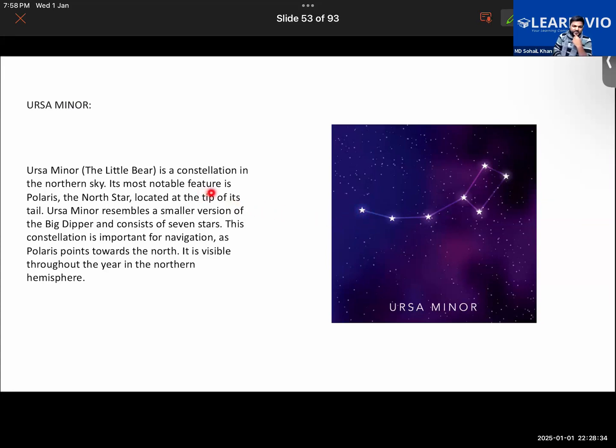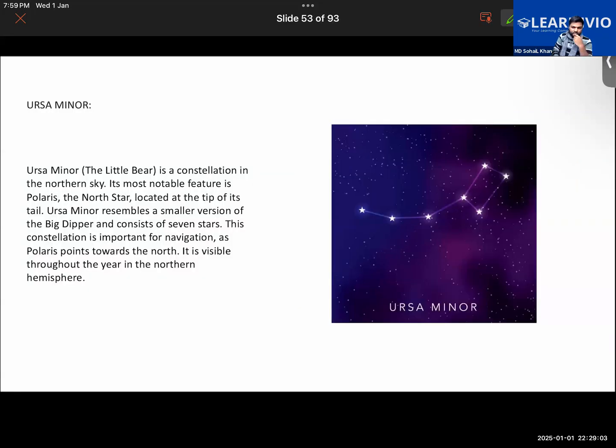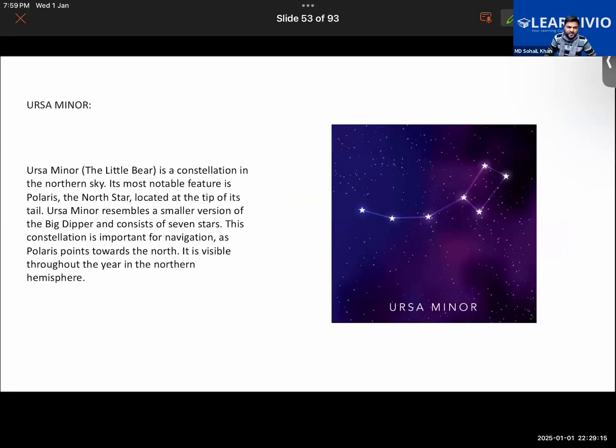Ursa Minor, the Little Bear, is a constellation in the northern sky. Its most notable feature is Polaris, the North Star, which is located at the tip of its tail. Getting it, everyone? So with the help of Ursa Major, we are able to locate Ursa Minor as well as the position of the North Star. Tell me if that is clear. How we can spot it? Getting it, everyone? Also, Ursa Minor is visible throughout the year in the northern hemisphere, particularly. Hope this much has been clear so far.